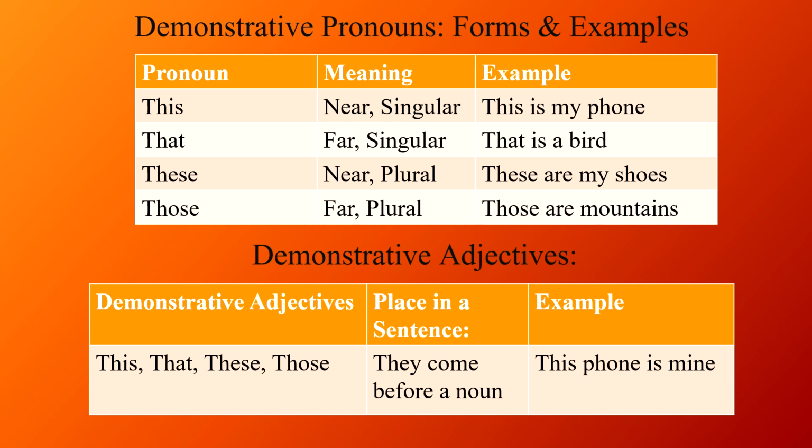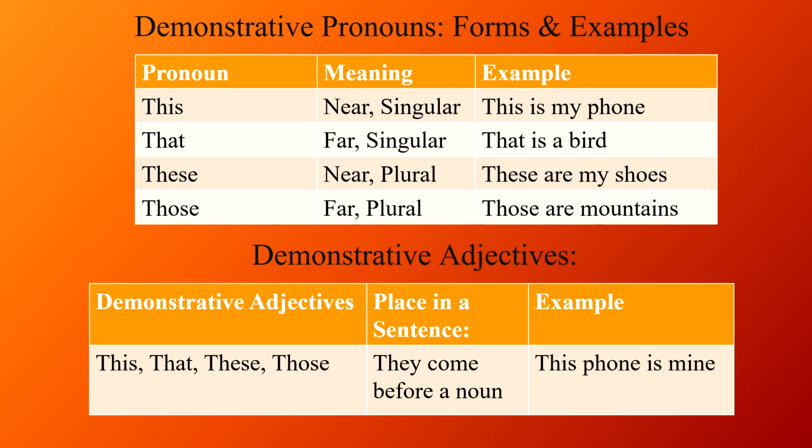These. Use these for many things that are near to you. For example, these are my shoes, pointing to the shoes on the floor near you. Those. Use those for many things that are far from you. For example, those are mountains, pointing to mountains in the distance. Remember, this and that are for single things, and these and those are for many things.